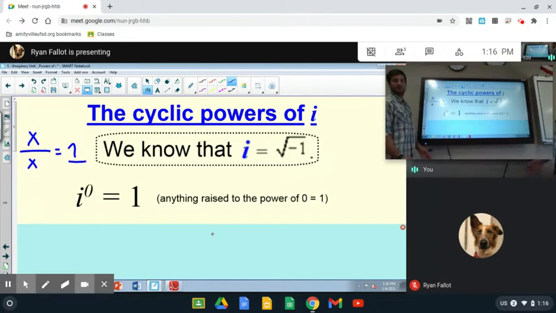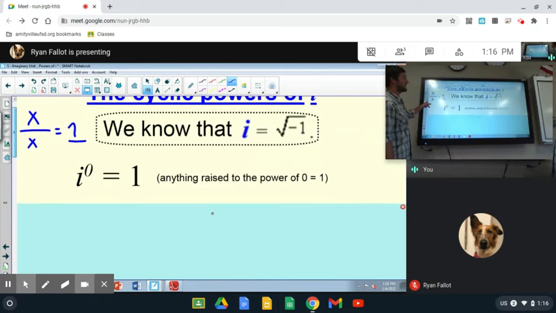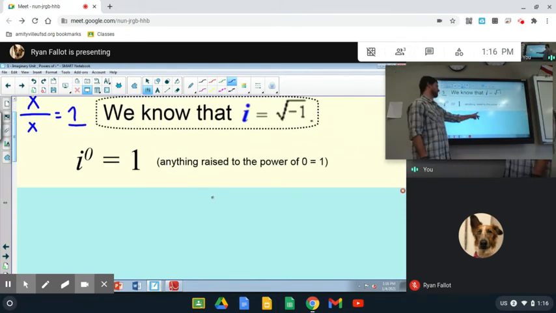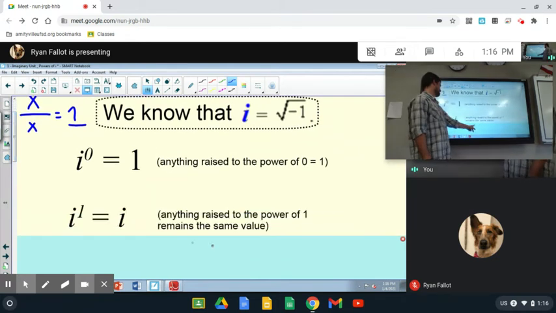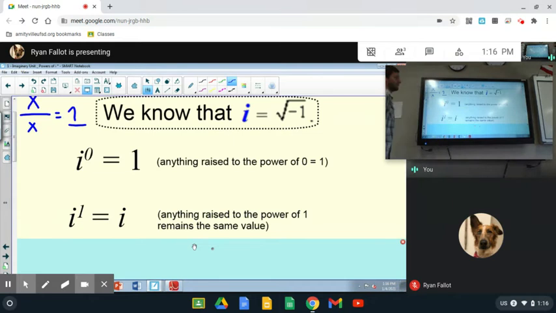And that's just a general rule that you should know, and a calculator could always help you. So let's keep going down. What's i to the first power equal to? i to the first power is itself. Anything that's raised to the power of 1 remains the same value.